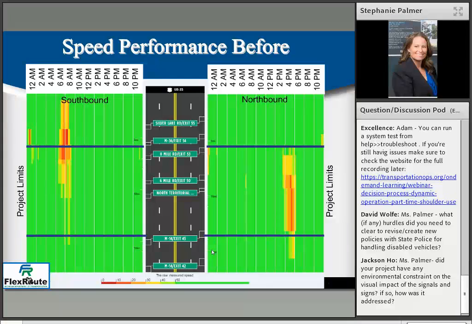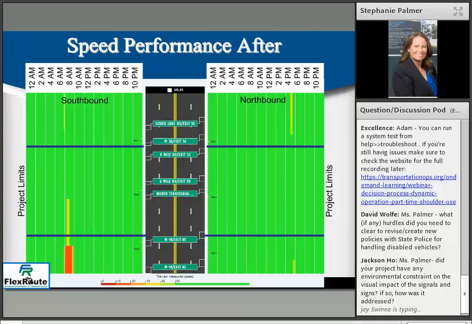And then finally, I just want to touch on some of the performance. What you're seeing here is the speed performance before. The blue lines are our project limits. On the left, you'll see southbound. We had traffic that was stop and go within the project limits, and then basically stopped traffic southbound. And then northbound, very similar. We had traffic throughout the project limits that routinely was just stop and go.